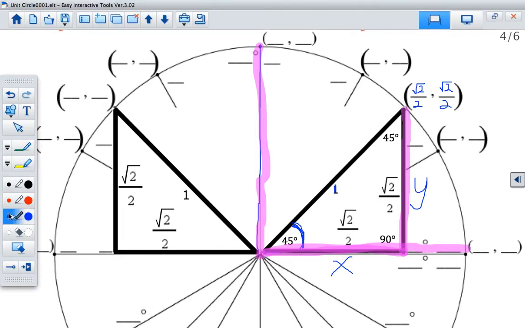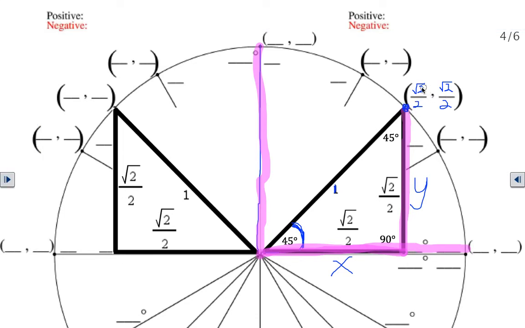So not only do we know that this point here has the x value of square root of 2 over 2 and the y value of square root of 2 over 2, but we also know that for this line, the x value is 1 and the y value is 0, and then all the way up here, our x value is 0 and our y value is 1. And if we kept on going around, all the way over here, this time our x value is negative 1 because we're on the negative x-axis, and the y value is 0.